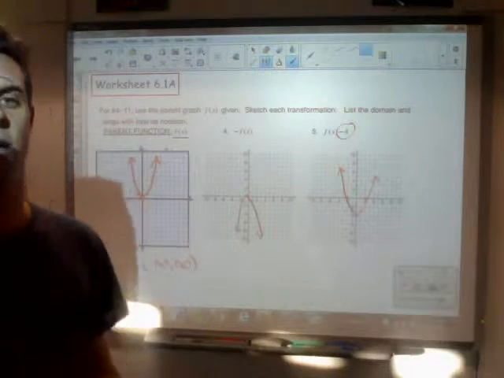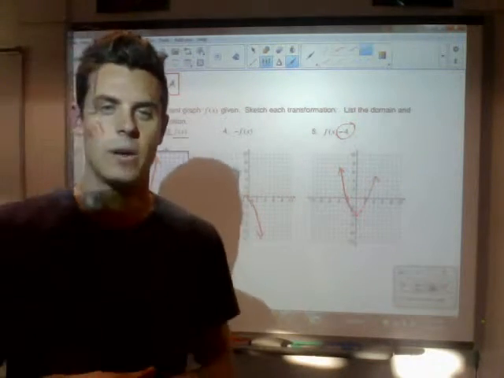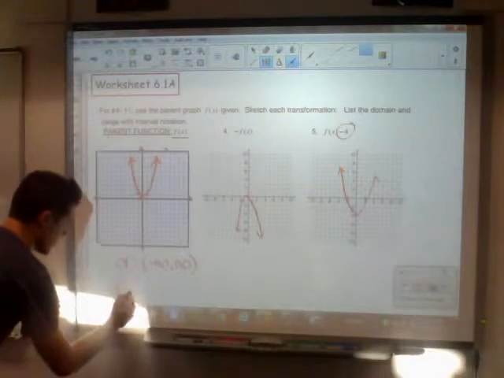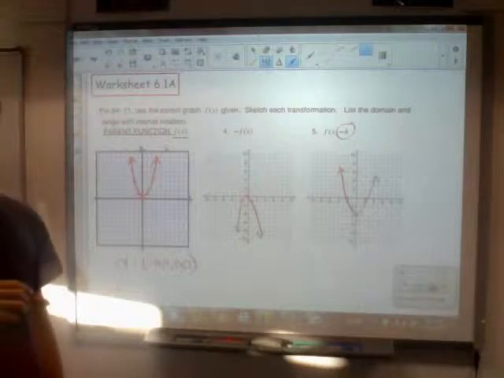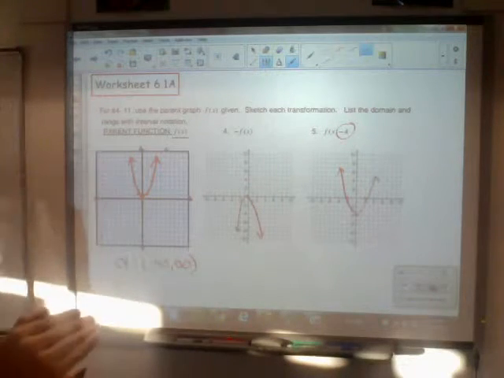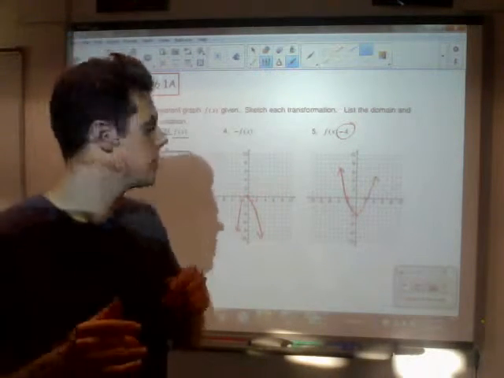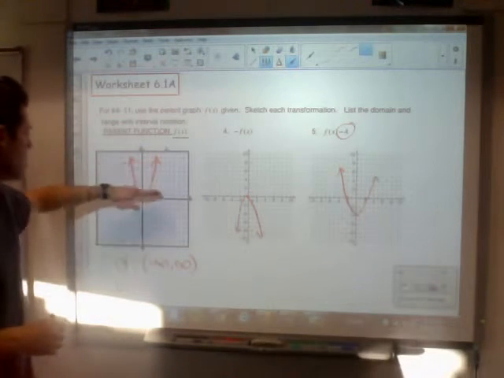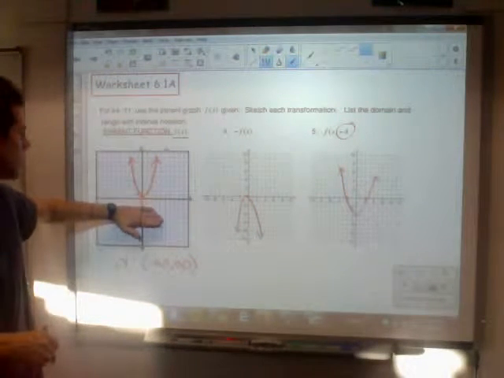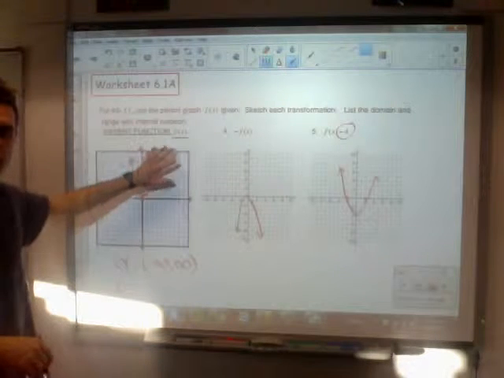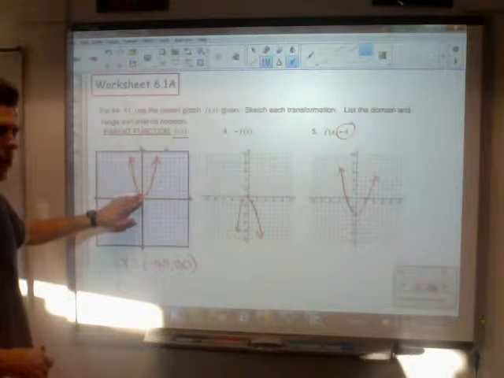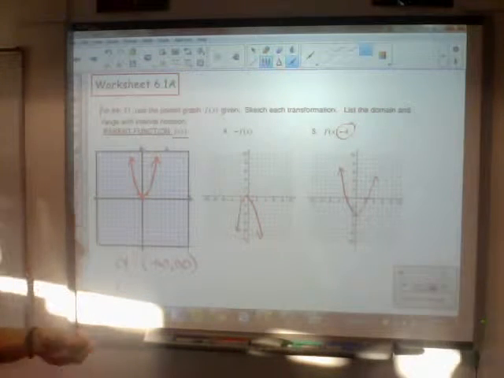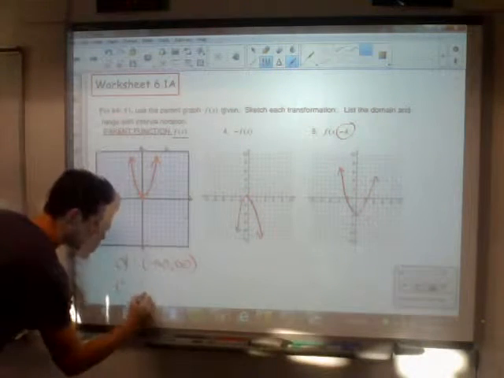Your range is how far up does the graph go and how far down does the graph go. Range is up to down movement. So you have to ask yourself, how low does my graph go, and how high does my graph go? How low does it go? Well, it looks like it's in all these positive values up here, but the lowest value it gets to is y equals 0. That's the lowest value in your range.